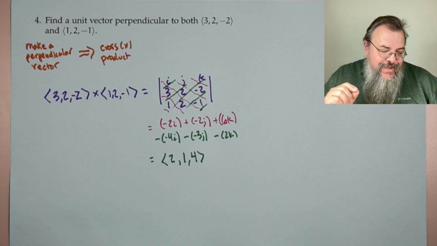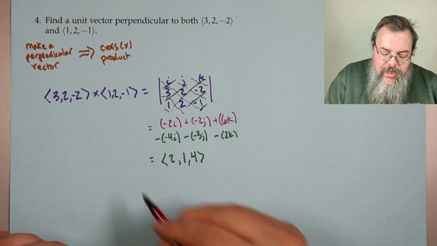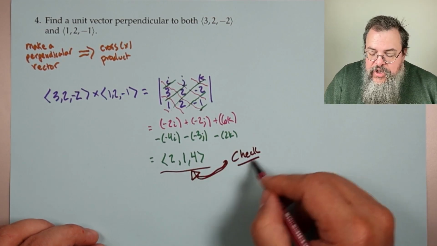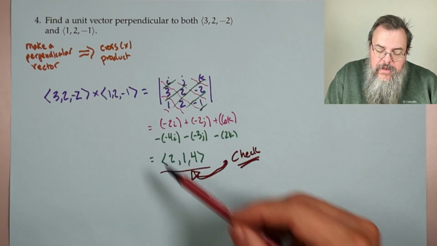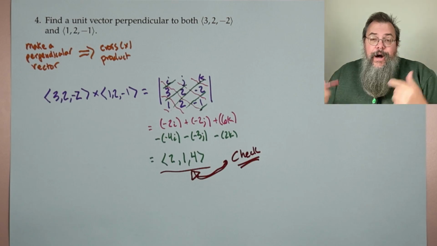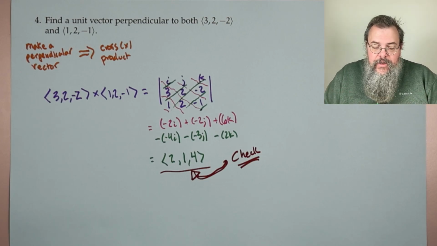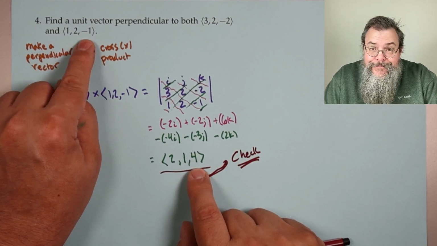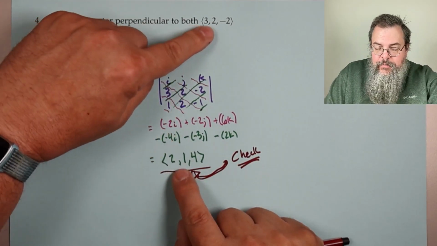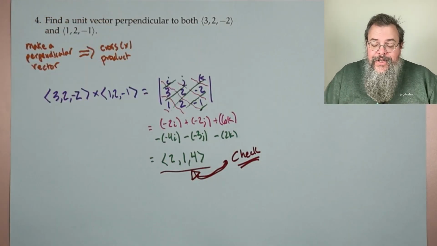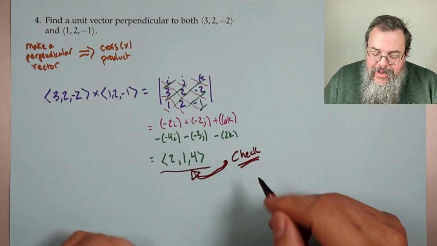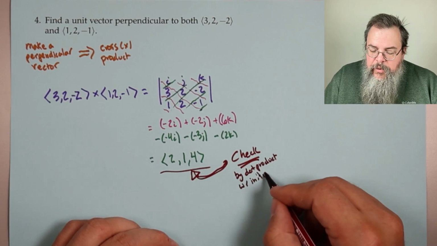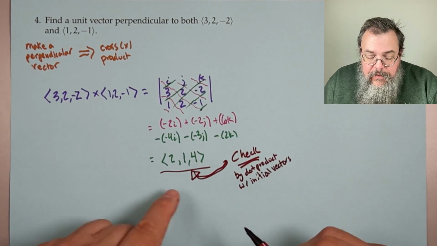Now, what should we do? I'm going to pause for a reminder. At this point, you should say, okay, check. How do you check? You should always try to check your computations. You could rerun the computations, but the easiest way to check is to say, I want this to be perpendicular to both. So we're going to do a quick dot product. Let's do this one first. 2 plus 2 minus 4, 0. Good. 6 plus 2 minus 8, 0. Good. So check by dot product with your initial vectors. The point is that this should be perpendicular to both, and it is. So this vector is perpendicular to both vectors.